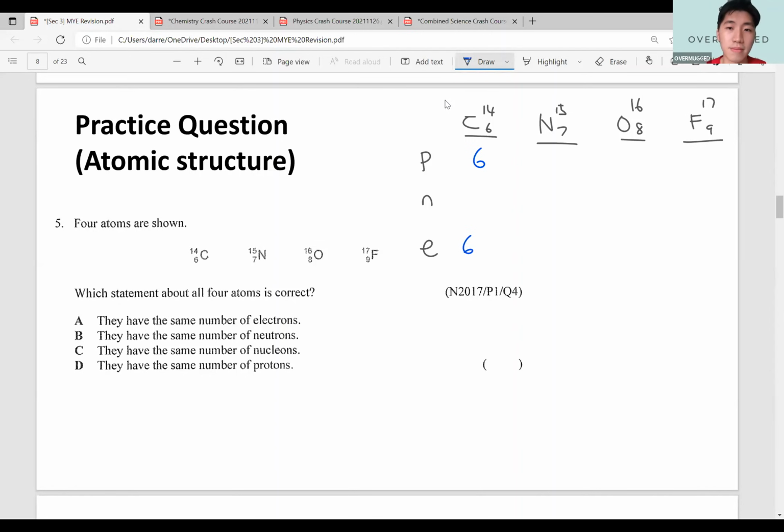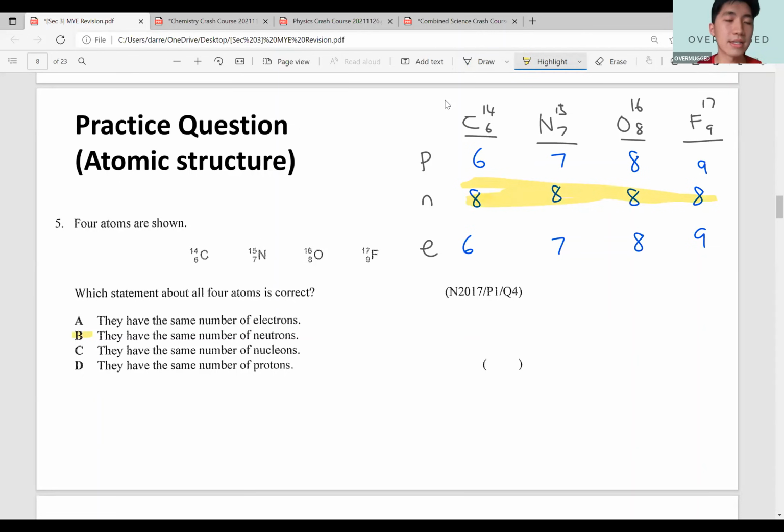How do I find neutrons? I take the bigger number minus the smaller number. Remember, because the bigger number is protons plus neutrons. 6 is 6 proton. So if I do a simple subtraction, I can find that I have 8 neutrons. I'll do the same for the remaining. 15 minus 7 is 8. 8 protons means 8 electrons. 16 minus 8, 8. 9 protons means 9 electrons. 17 minus 9 is also 8. So which of the statements is true? B is true because you can see here clearly, they all have the same number of neutrons.